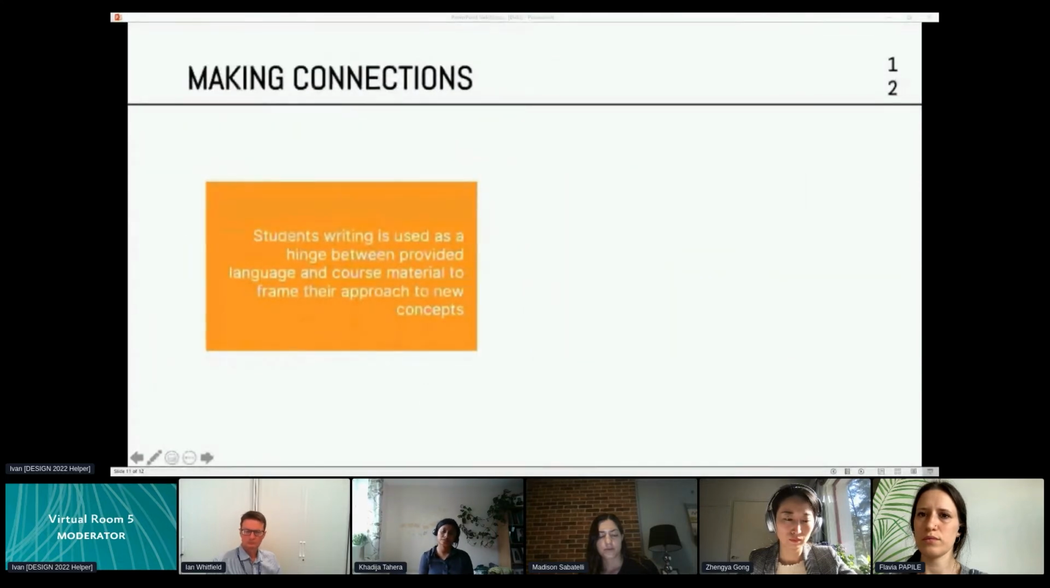Next is writing as making connections. This writing type served as a kind of hinge for students to begin building on provided language and material. With the grammar of a design mindset, students worked to translate what was presented in their own words.